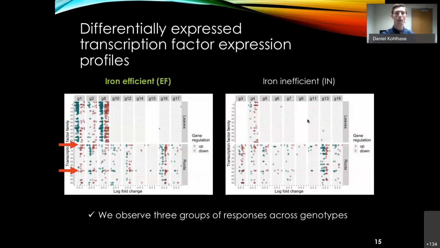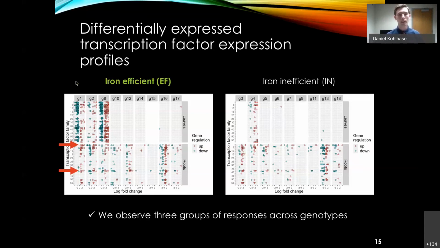So the next thing that we wanted to look at were transcription factors. And what we're looking at here is within each of the differentially expressed gene lists, we pulled out all the genes that are annotated as transcription factors, and then we graphed the level of expression in each tissue type across genotypes. And again, we separated these by the iron efficient genotypes versus the iron inefficient genotypes. And on the y-axis, we can see transcription factor families. As we all know, or as we all should know, transcription factors fall into gene families.